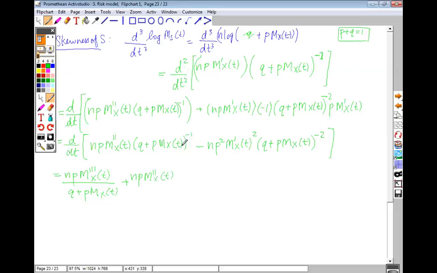And now I'm going to differentiate this guy. So what will this be? -1, and this whole thing will be raised to -2. So I'll have (q plus p mxt) raised to 2, right? And again, now I have to differentiate this thing. So I'll have p square and m prime of xt. Is this clear to everyone? So this pertains to this part here.